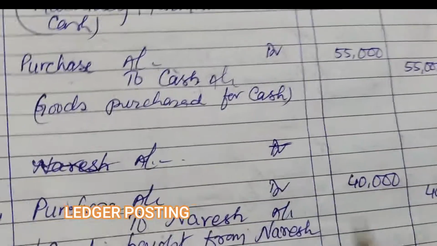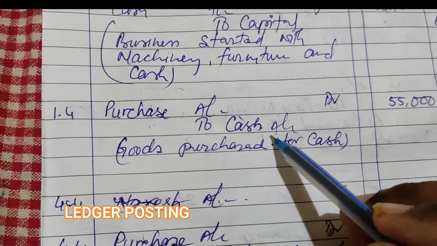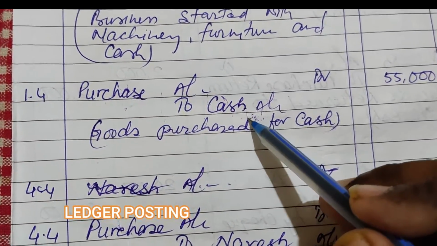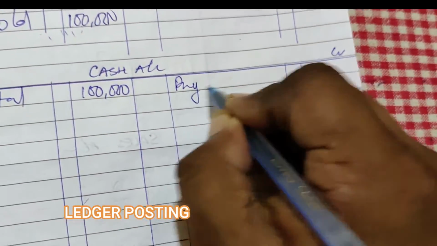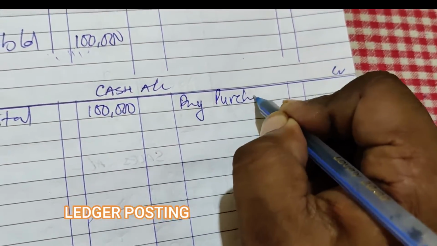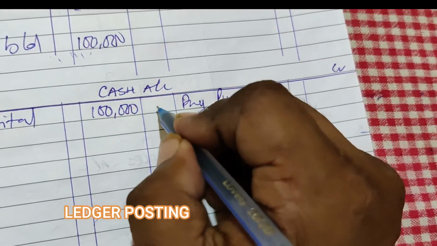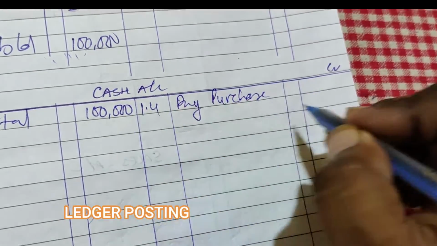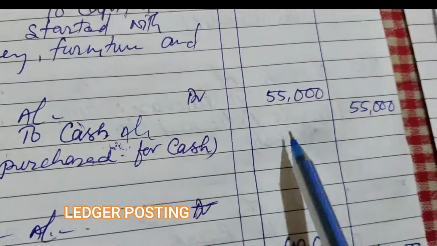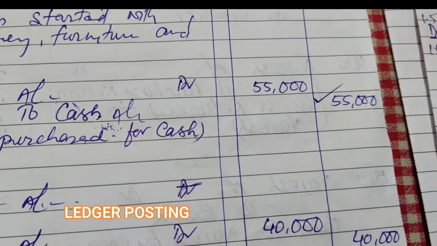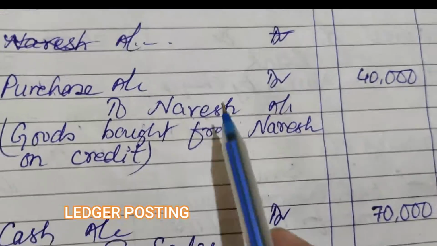Now we have to find where the other cash entries are. Next cash is here: again on 1st April, cash is created by purchase. Cash is created by purchase on 1st April. The amount is 55,000. This cash is also done. 55,000 is posted here. Now there is no cash here.